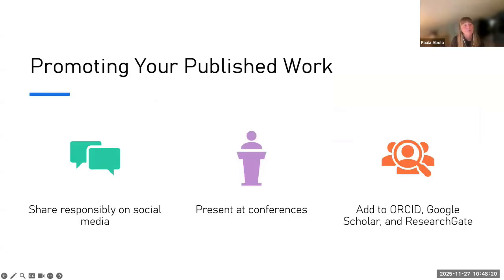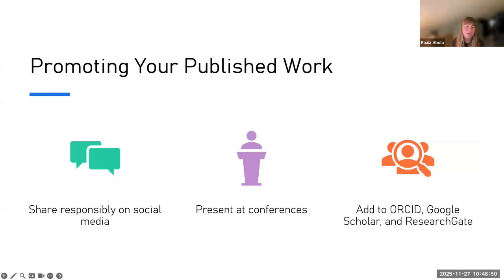And of course, we have promoting your published work. So publication isn't the end. It's actually the beginning of visibility. So you share your paper on professional platforms such as ResearchGate, LinkedIn, or even Twitter, which is, I think, now called X, tagging the journal and any relevant researchers, for example, your co-authors. You present your findings at conferences or webinars if possible. And these interactions often lead to collaborations or future projects.